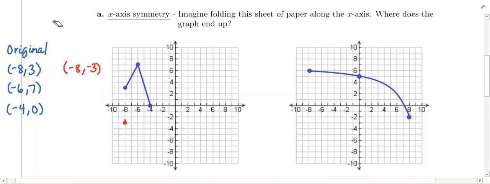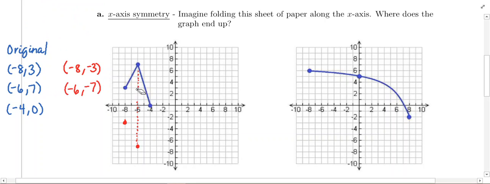All right, let's do this for the next point. -6, 7. Fold the sheet of paper. It is 7 units above the x-axis. When you fold the sheet of paper, it is going 7 units below the x-axis. So it's going to end up at the point -6, -7.